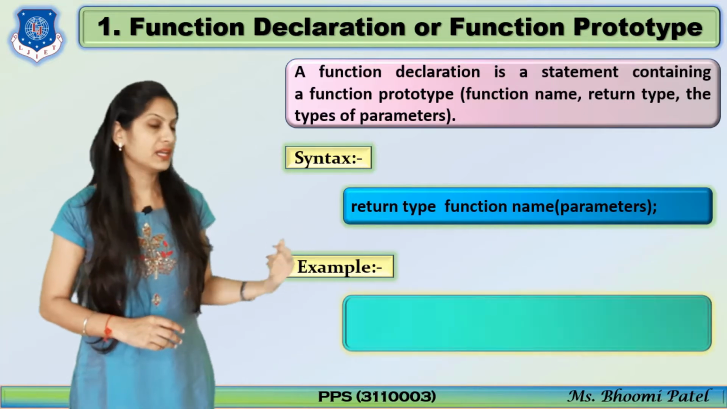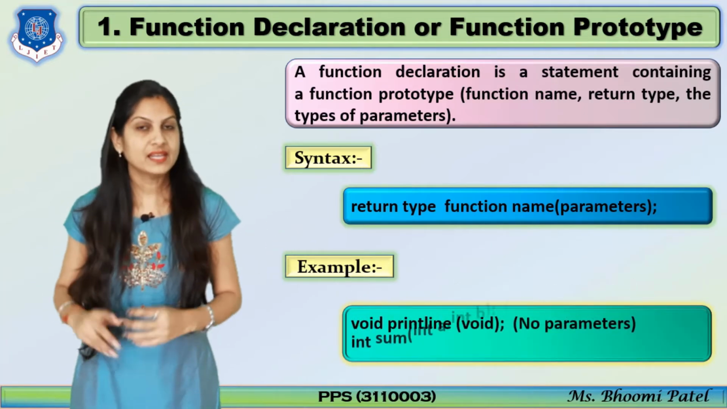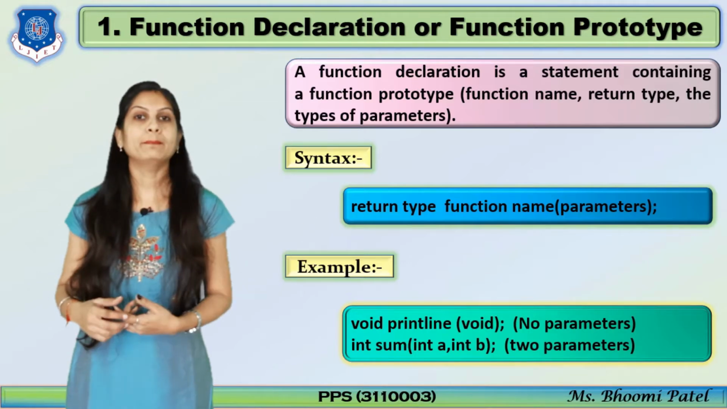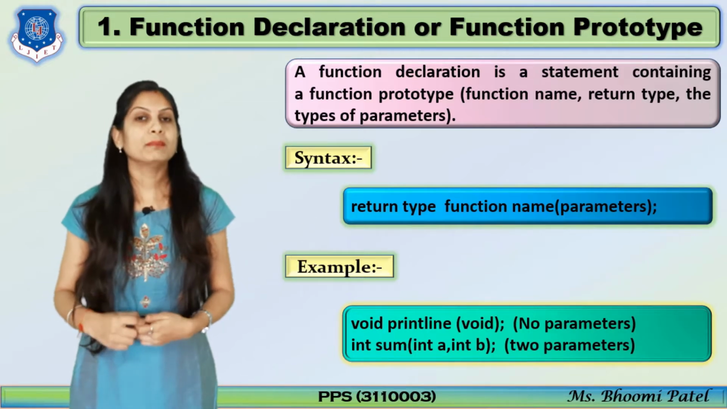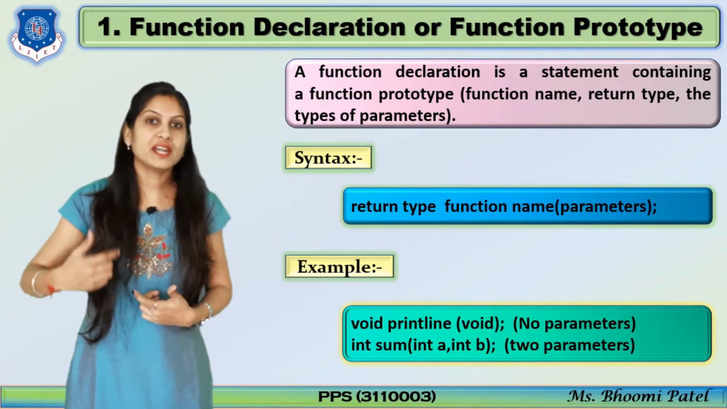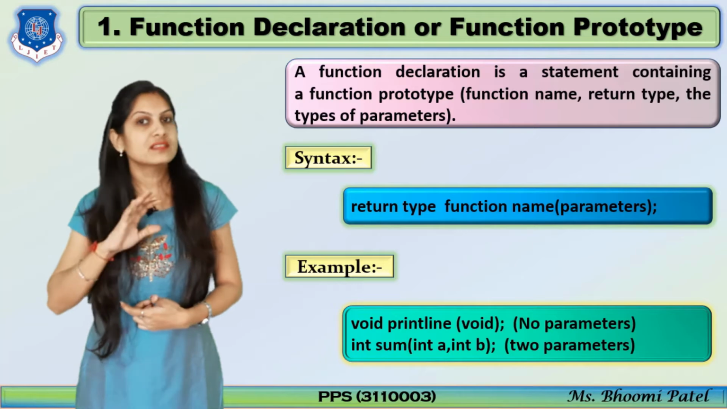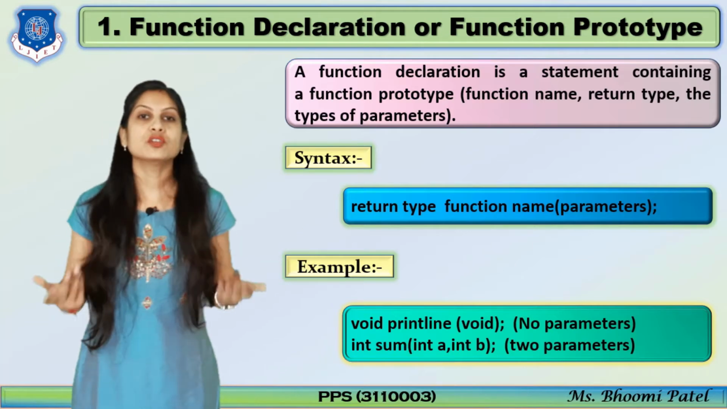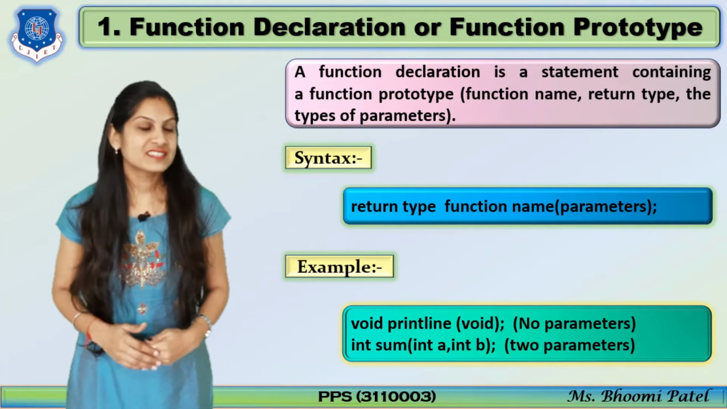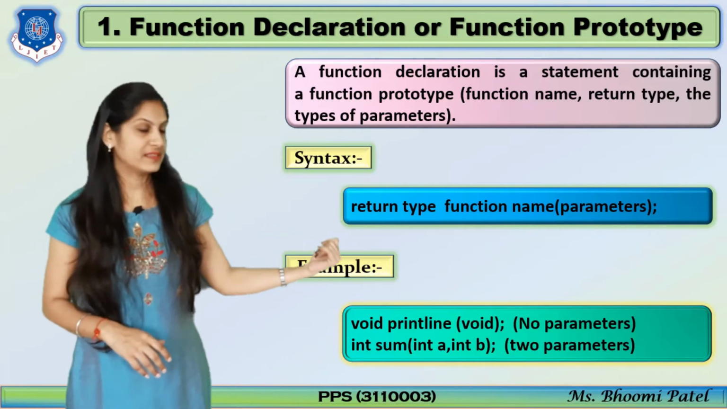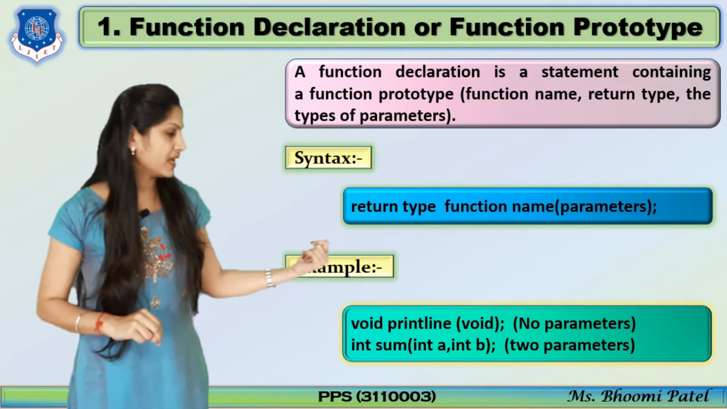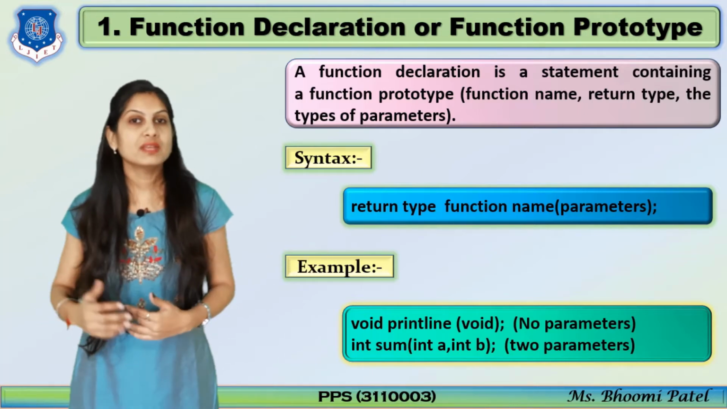The first example is void printline, and inside the round brackets we are writing void, or you can also keep it blank. So what is the meaning? Here the return type is void, meaning the function named printline returns nothing, and there are no parameters because void is there. Second is int sum, and inside the round brackets we are passing two parameters, int a and int b. What is the meaning of it?